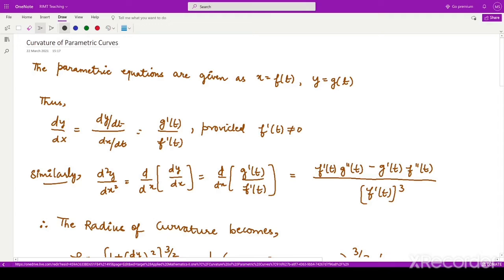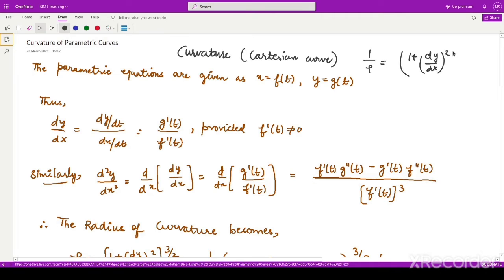So in the last class we have studied about curvature, and we have also seen what is the formula for curvature for Cartesian curves, right? What was the formula? The radius of curvature was given by 1 plus (dy by dx) whole squared, raised to power 3 by 2, divided by d2y by dx2. So the modulus of this quantity. This was the formula for Cartesian curves.